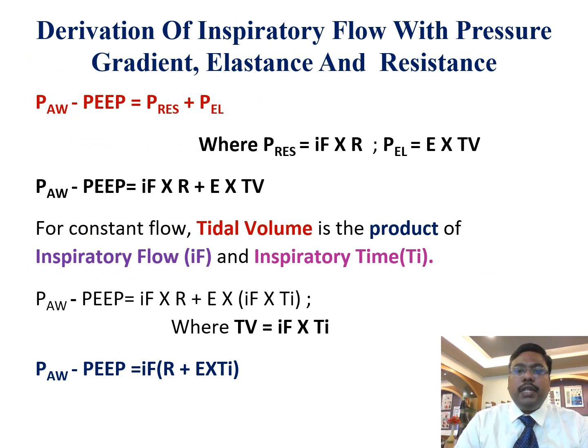Derivation of inspiratory flow with pressure gradient, elastance and resistance. From this relation, airway pressure minus PEEP is equal to resistive pressure plus elastic recoil pressure. We substitute resistive pressure is equal to inspiratory flow into resistance, and elastic pressure is equal to elastance into tidal volume. Tidal volume is the product of inspiratory flow and inspiratory time. So we get the result, airway pressure minus PEEP is equal to IF, where IF denotes inspiratory flow, into the whole bracket R plus E into TI.